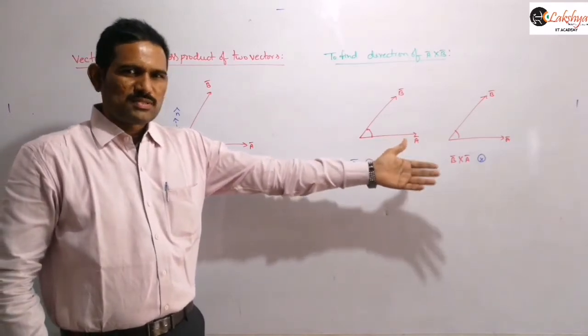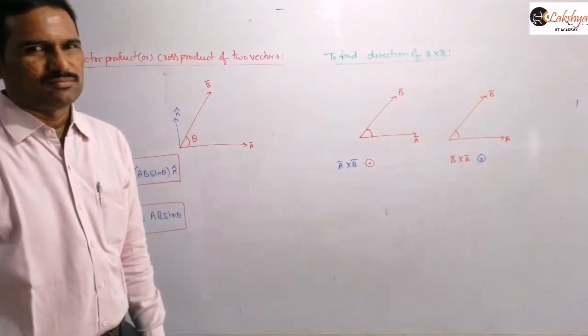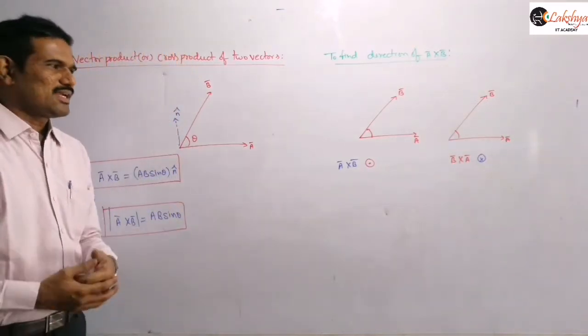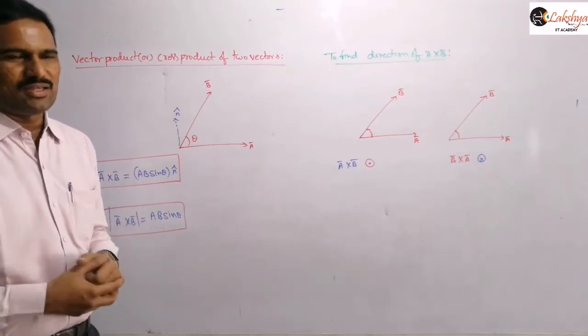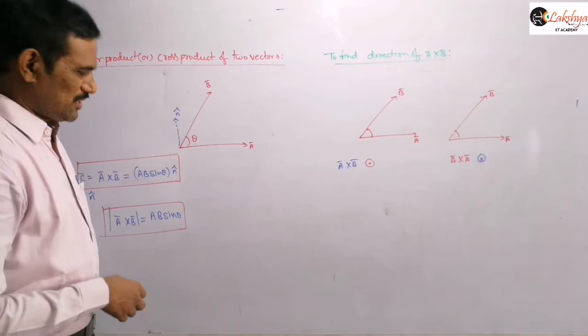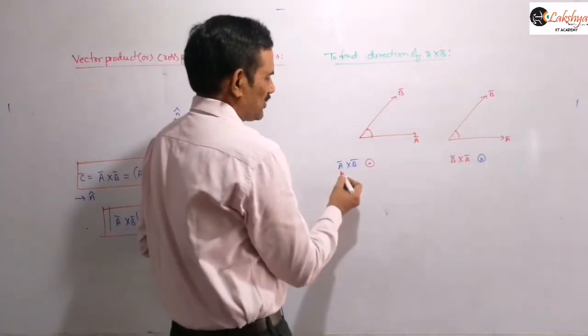That is our conclusion from this rule. And b bar cross a bar will be into the plane. Actually, there is another rule to find the directions, based on how we define the angles. In that method, the first vector is a bar.